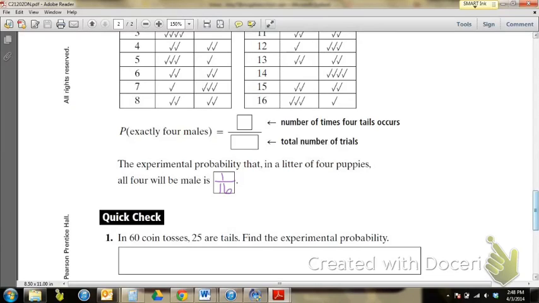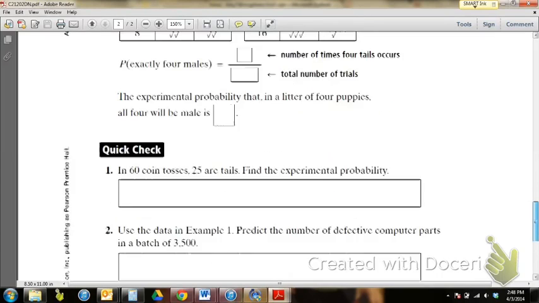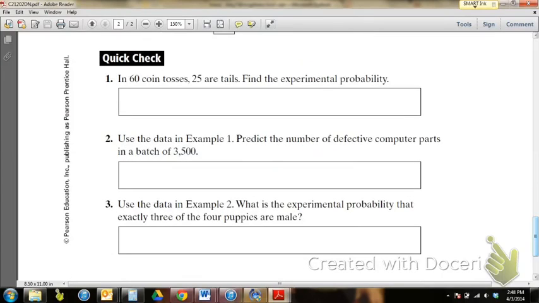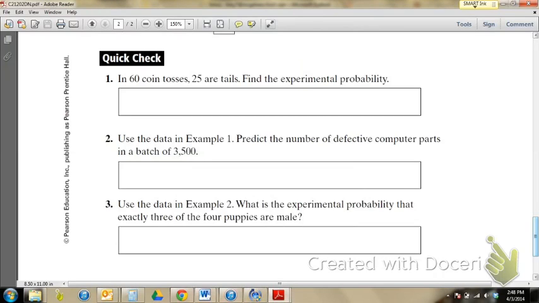Okay, so you're going to try these quick checks. In 60 coin tosses, 25 are tails. Find the experimental probability. Number 2, use the data in example 1. Predict the number of defective computer parts in a batch of 3,500. So you're going to do a proportion again. So it was 1 out of 50 should be the same as how many out of 3,500. Solve that for x.